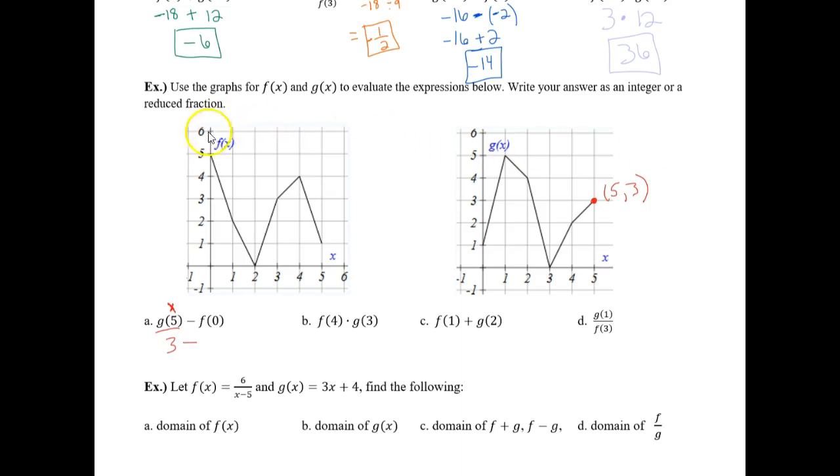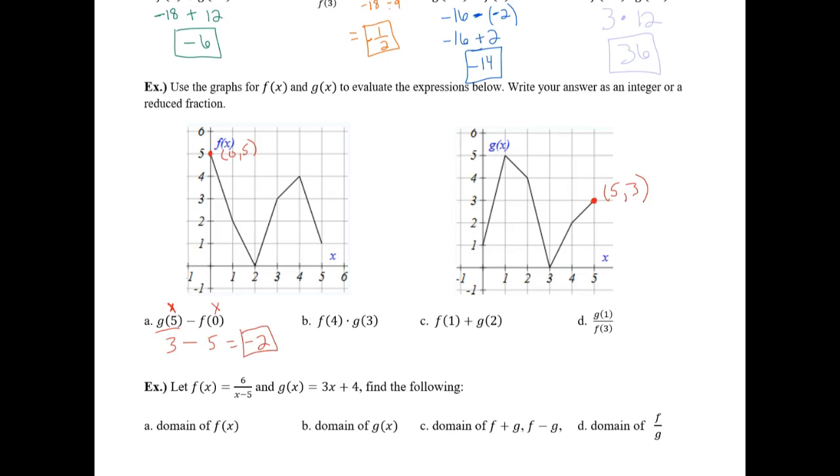Minus, I need to go over here to the f function, and I want f of 0. So I'm plugging in 0 for x. So I'm not moving left or right, but then I find the y value that goes with it. It's up here at 0, 5. So when I plug in 0 for x, I got out 5. I need to do that arithmetic here of subtraction. 3 minus 5 ends at negative 2.